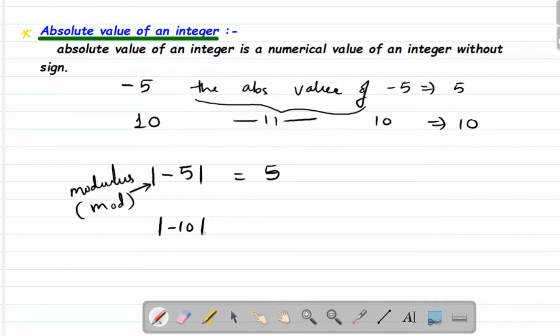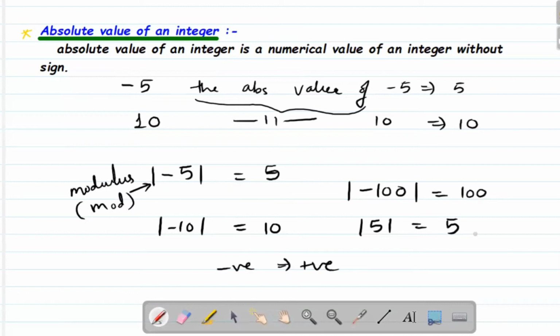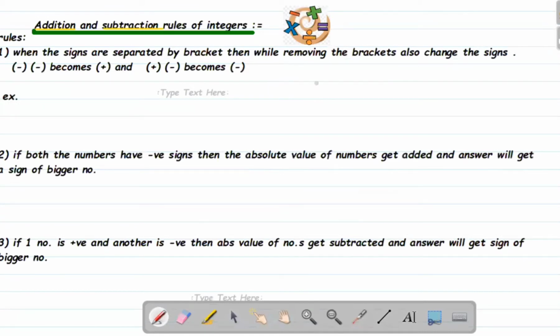In the same manner, the absolute value of minus 10 is 10, and the absolute value of minus 100 is 100. So the absolute value of any integer is its value in numerical format, without considering its sign. In general, negative numbers turn into positive ones and positive numbers remain as they are, because we never write the plus sign in front of a positive integer. So the absolute value of an integer is only its numerical value without sign. Now let's move ahead with the addition and subtraction rules of integers.